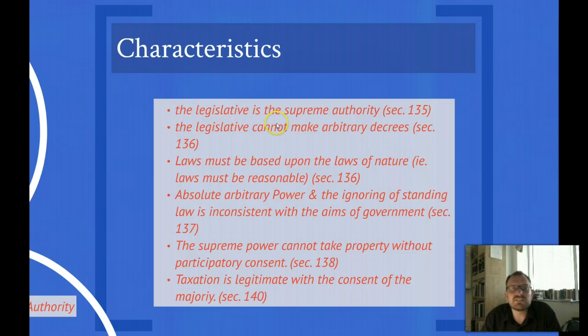The other thing here is that the legislative cannot make arbitrary decrees, section 136, right? The legislative body or power can only make laws that fulfill this common good, the preservation of society and the protection of property and so forth. But they can't just make arbitrary decrees, things that don't make sense, or things that have no purpose. And you can see here, this is where we might say, wait a second, it seems like the American legislative system has a certain arbitrariness in its decrees, or you could argue that, but he says it shouldn't do this. The other thing is that the laws must be based upon the laws of nature. That is, the laws have to be reasonable. Unreasonable laws have no place in the Commonwealth because they don't fulfill natural law.